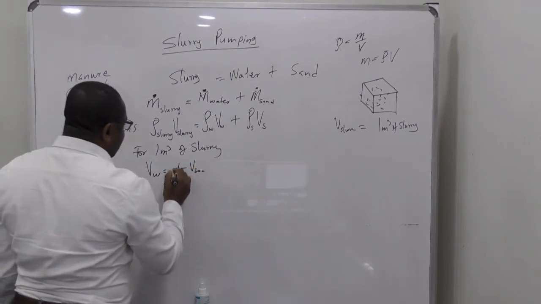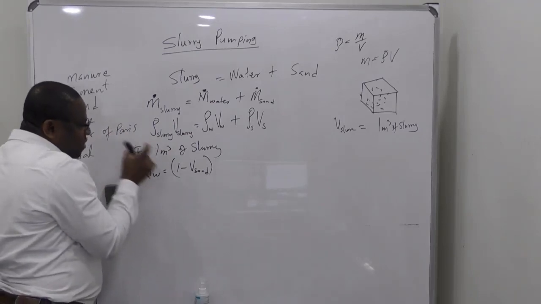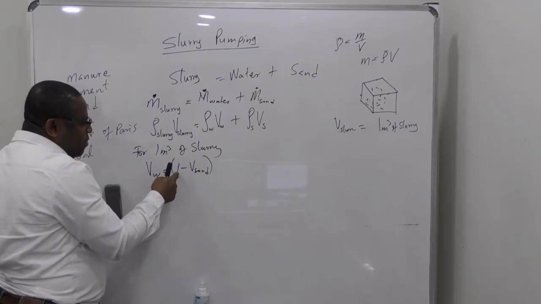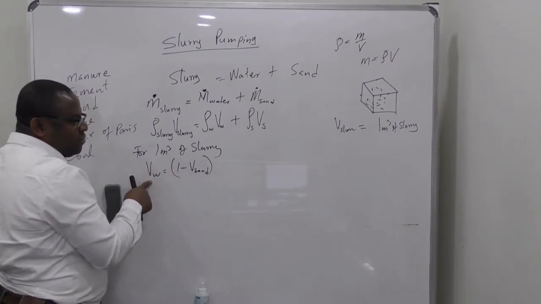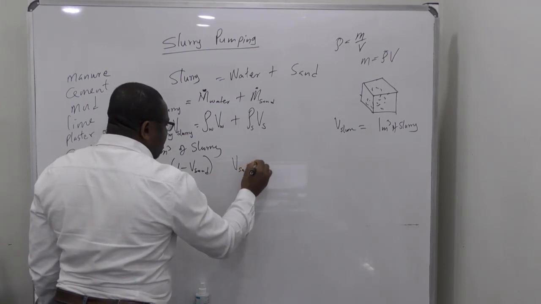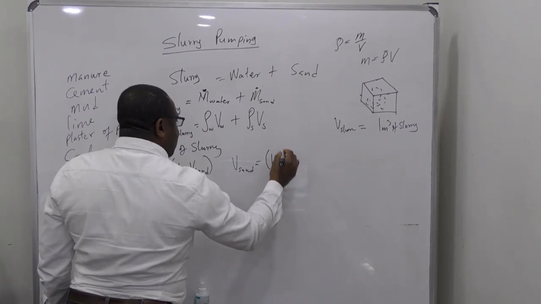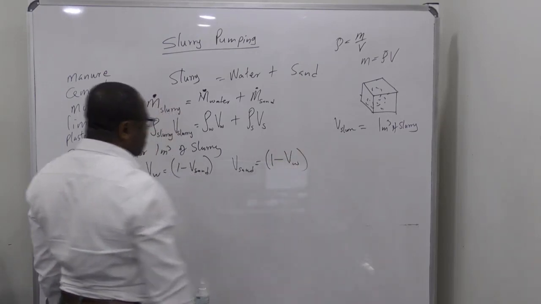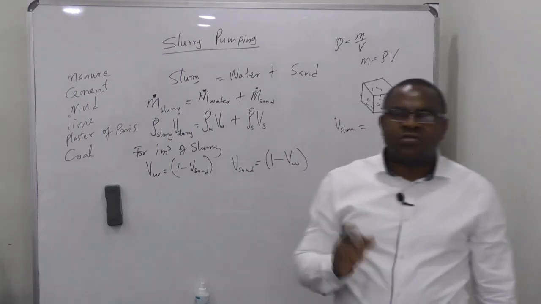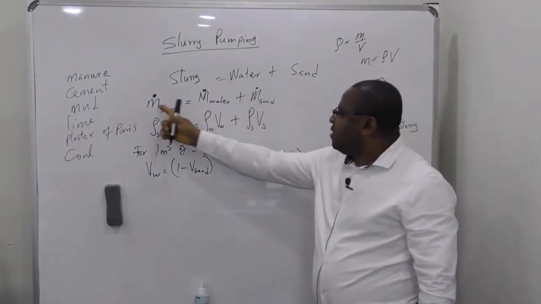1 minus volume of sand, because if I can remove the volume of sand from that 1 meter cube, I will get the volume of water. Or you say the volume of sand is 1 meter cube of slurry minus the volume of water. All right, now these are the things that you should know, this and that.